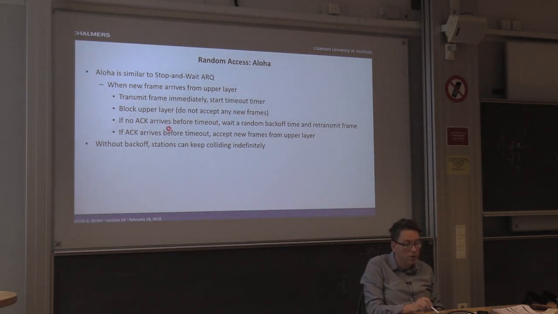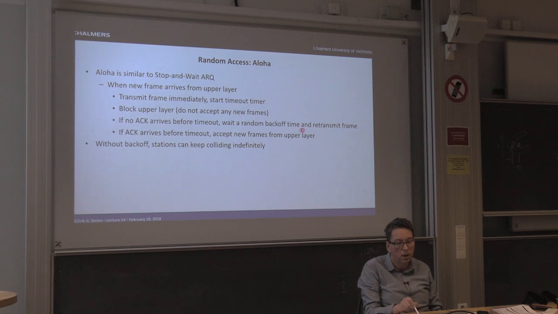If no acknowledgement arrives before a timeout, then it waits a random time, and we'll see why this is critical in a second, and then transmits the frame again, just as in stop and wait, except that this random back-off time is a new parameter here. And we will see later on why this is critical. If an acknowledgement arrives before the timeout, everything is well, and then we can accept new frames from the upper layer.